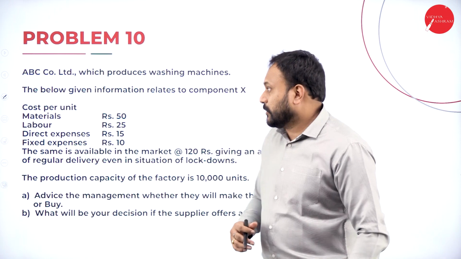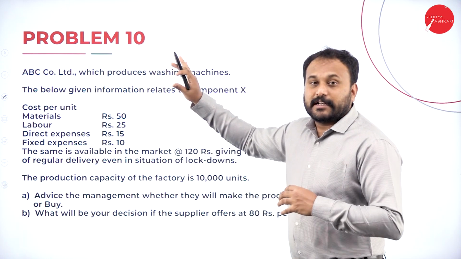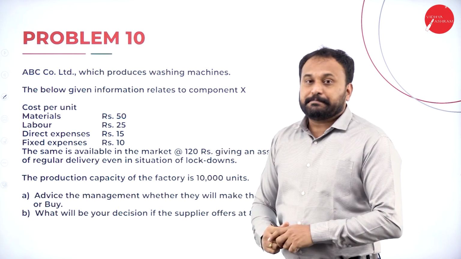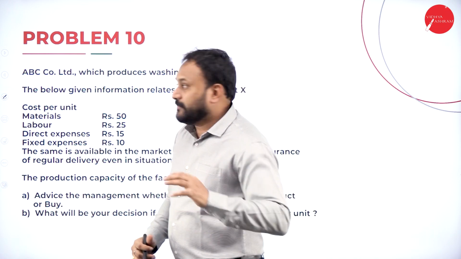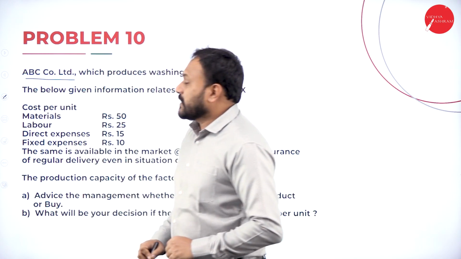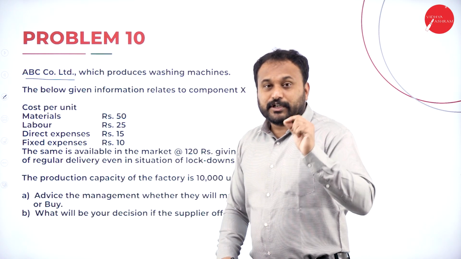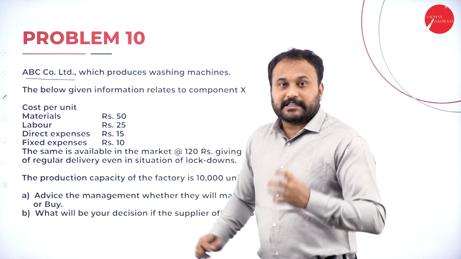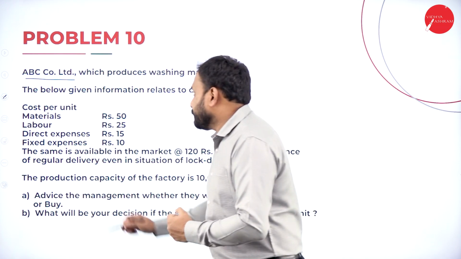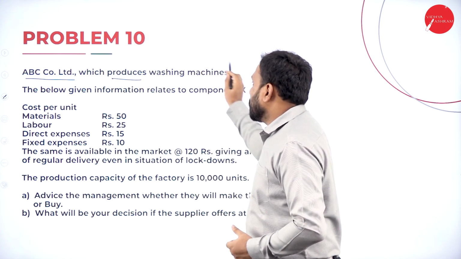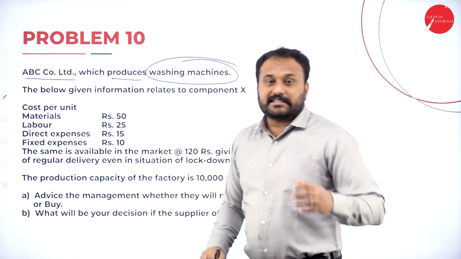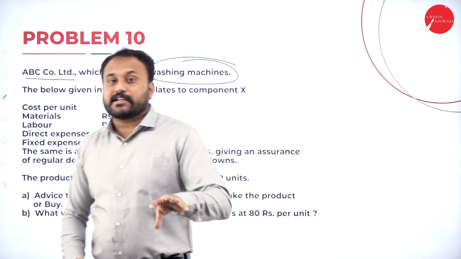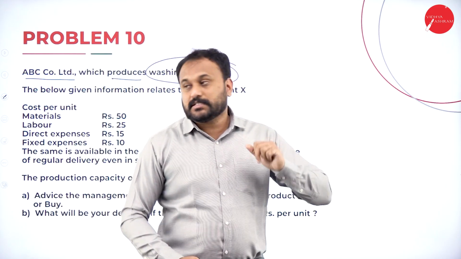Okay, now coming to the first one, problem number 10, ABC Company Limited. Whichever company they give, no issues, we'll write ABC Company Limited. Whenever you go with the theoretical aspect, you should write ABC Company Limited. The question says the company produces washing machines, so this is a company which manufactures washing machines.